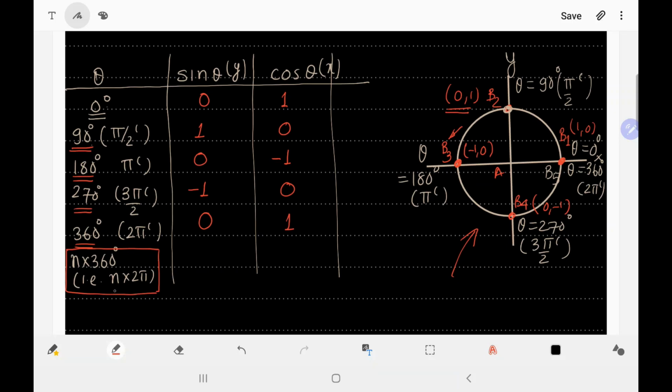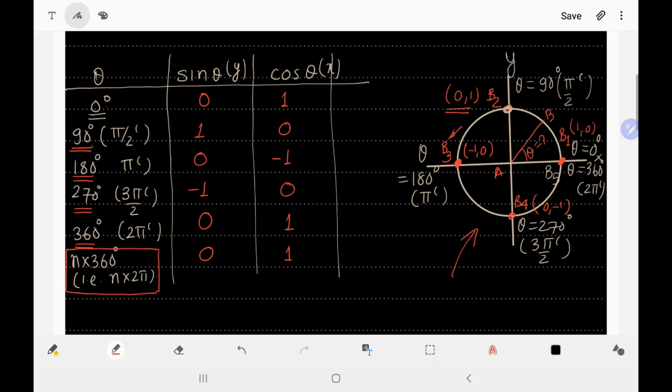Now this angle represents a position which is the same as B1 or B5. So for every angle which can be written as an integer multiple of 360 degrees or an integer multiple of 2 pi, cos theta will become 1 and sine theta will become 0. But there is a question: how do we find the value of sine theta and cos theta for any intermediate angle?